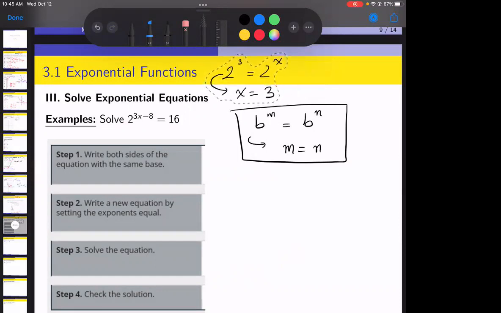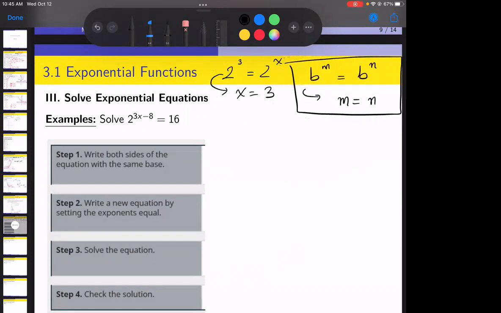All right, so let's solve this. I have 2 to the 3x minus 8 equals 16. So first, I need to write both sides of the equation with the same base. On the left hand side, it's okay. I will leave it like that.